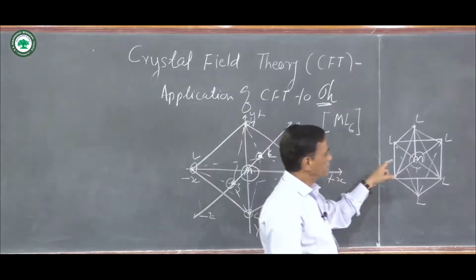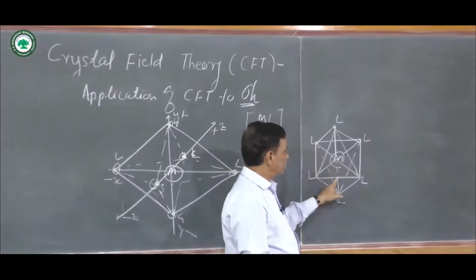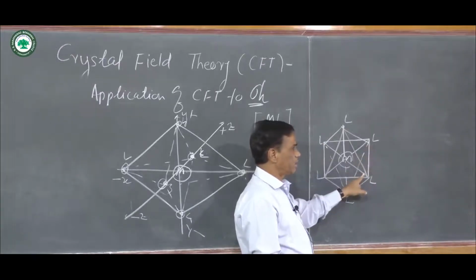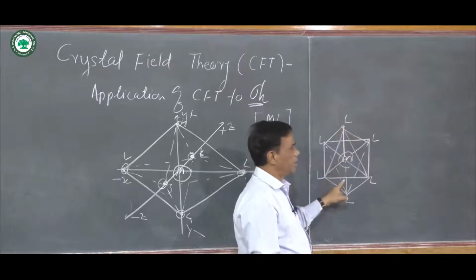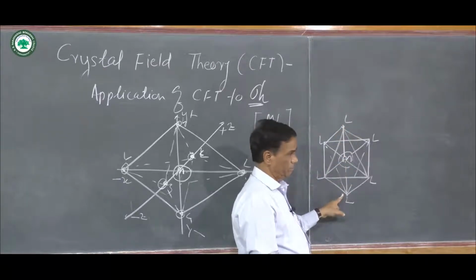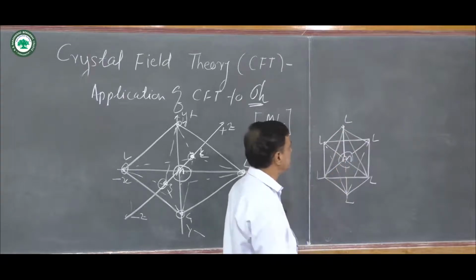And in this structure, here metal is at the center position. At the corners of a regular square, 4 ligands are present. One ligand is above the plane and second ligand is below the plane.